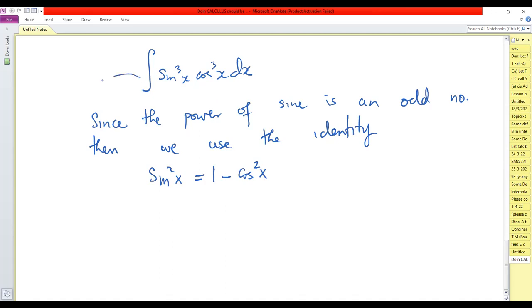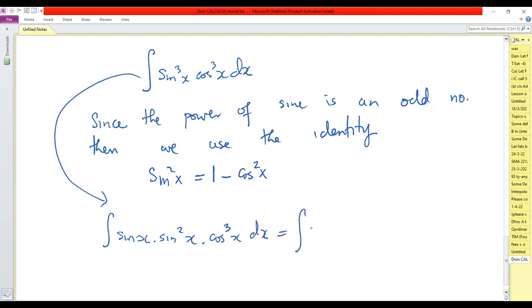So this integral can be written as the integral of sine x times sine squared x times cos cubed x dx, which is the same as the integral of sine x. And then instead of having sine squared, we write 1 minus cosine squared x multiplied by cosine cubed x and then dx. So I'm just making use of this identity here.